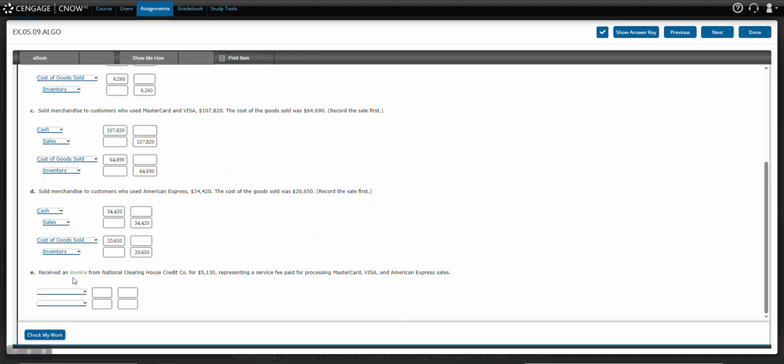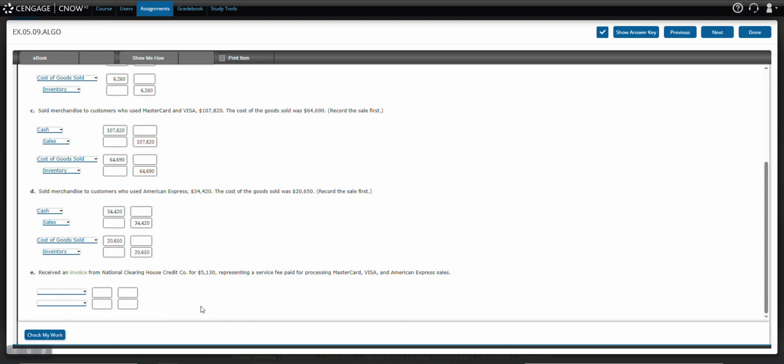And then it told us that we received an invoice from the clearinghouse for $5,130, representing a service fee that was paid for processing MasterCard, Visa, and American Express sales. So for us to actually accept credit cards, companies have to pay a processing fee. So some credit cards charge higher processing fees than others, such as American Express and Discover. That's why some companies don't accept those.